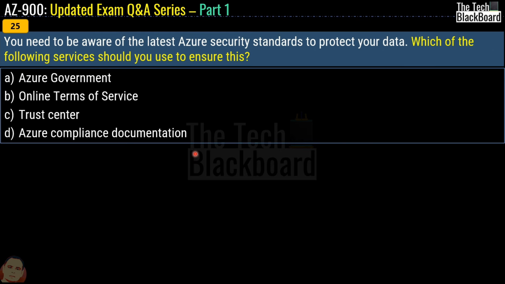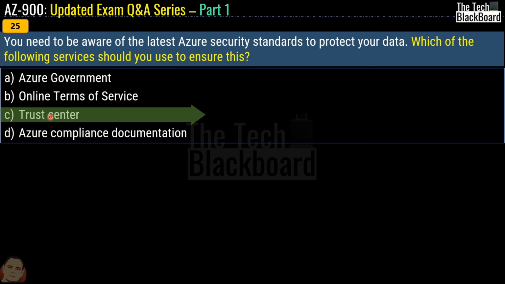Moving ahead with question number 25. The question says that you need to be aware of the latest Azure security standards to protect your data. Which of the following services should you use to ensure this? Your options are Azure Government, Online Terms of Service, Trust Center, or Azure Compliance Documentation. And the correct answer for this question is option C, Trust Center.